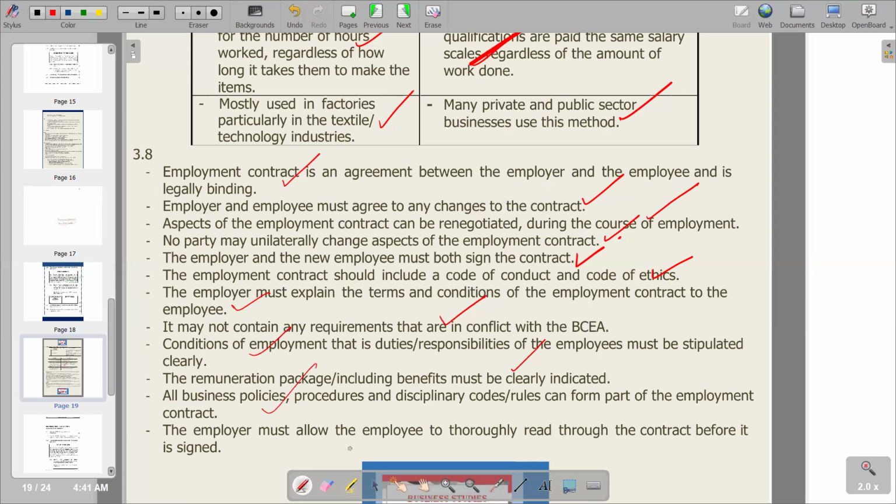Then the employer must allow the employee to thoroughly read through the contract before it is signed. So it is the right of the employee to read through the contract before signing. It's not a matter of just signing, it's a matter of comprehending the terms, and then if you agree to it as an employee, you sign. So these are some of the legal requirements that we have for an employment contract.